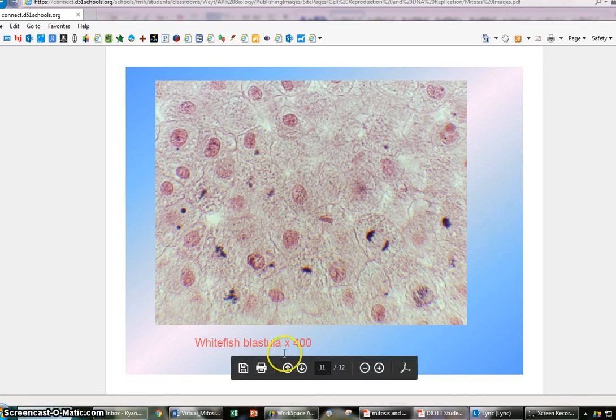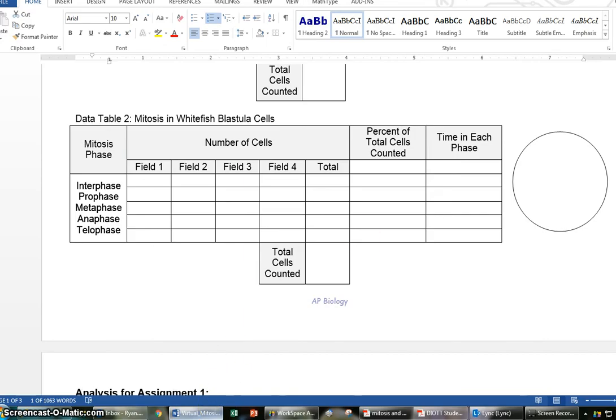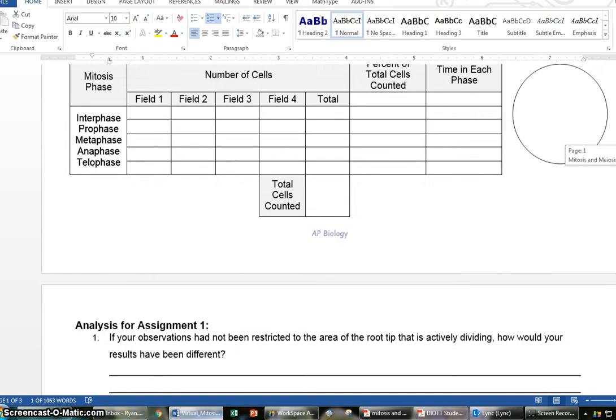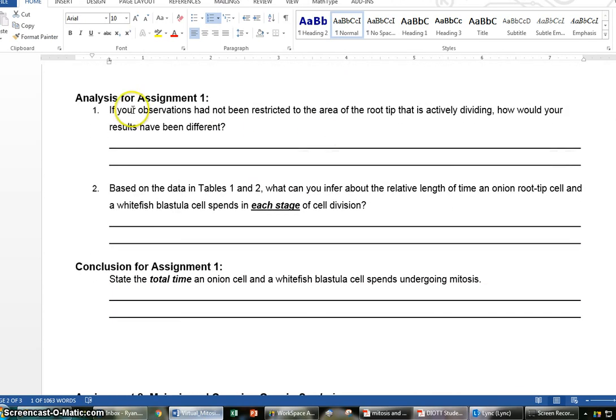Do the same process. Now let's go back to the lab and look at the other side. Actually, go ahead and answer these questions right here for the mitosis analysis. And this says conclusion for assignment 1. One thing that a lot of students missed last year is to make sure that you make an inference based on each stage of cell division about the relative length of time. Don't just list one stage, list them all. Down here, make sure you answer that.